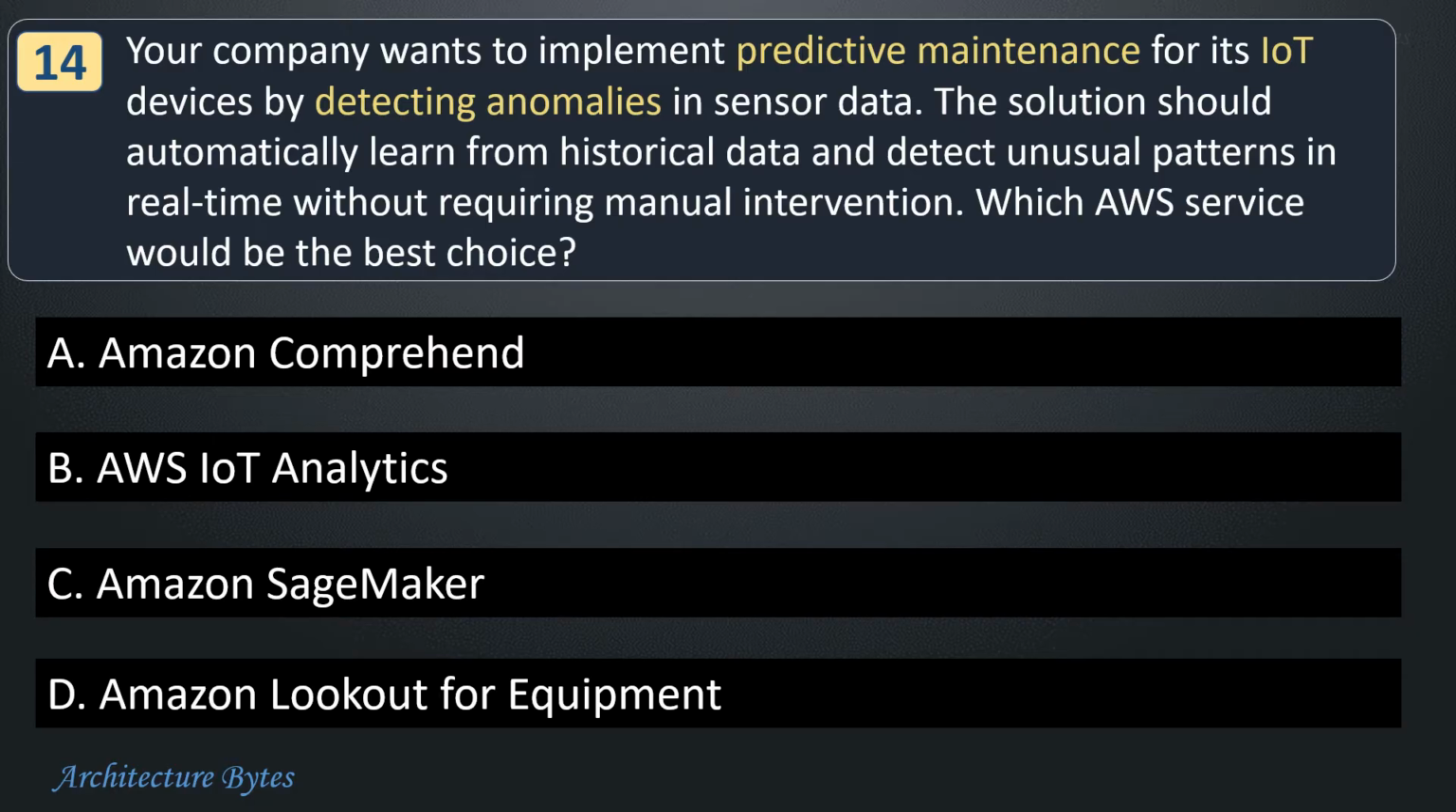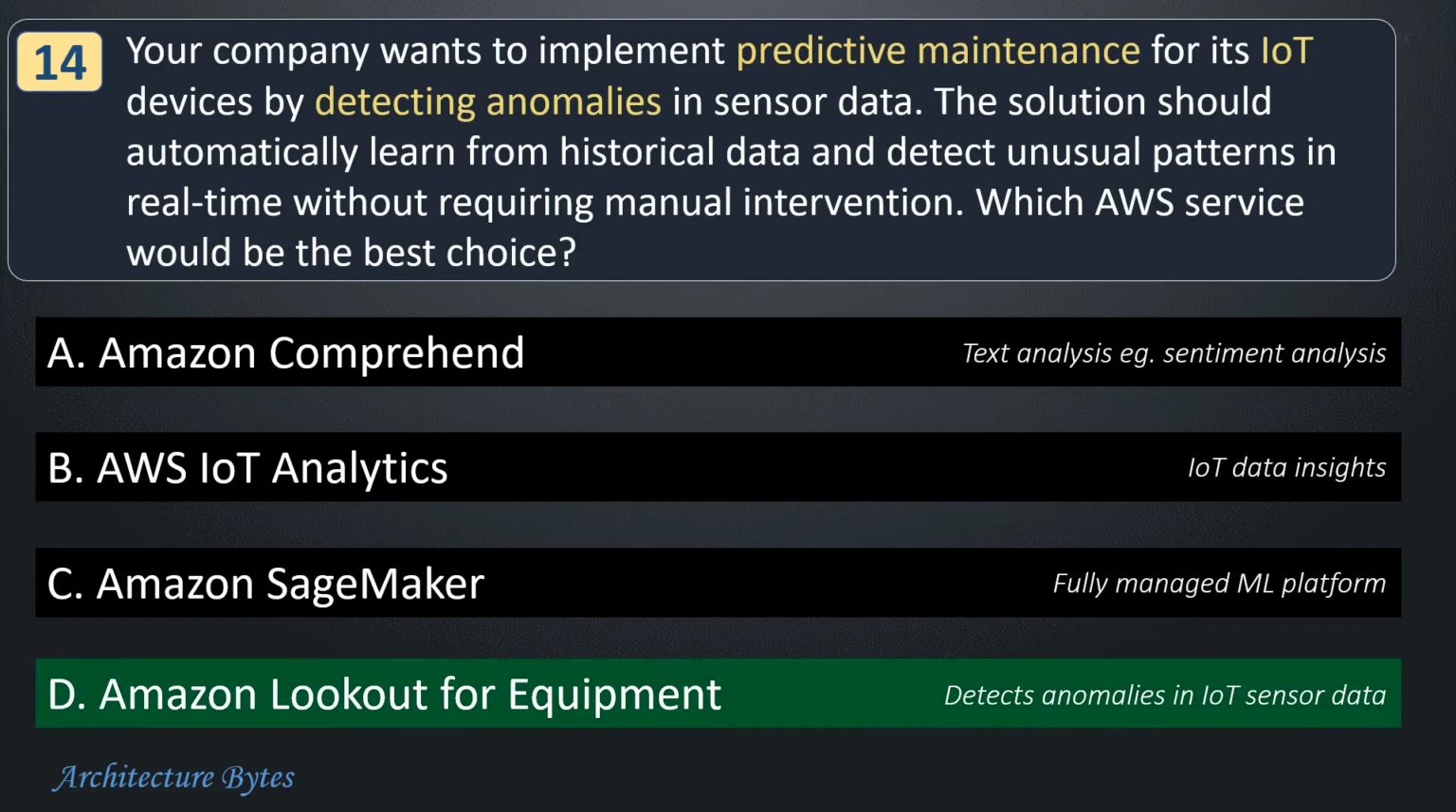Your company wants to implement predictive maintenance for its IoT devices by detecting anomalies in sensor data. The solution should automatically learn from historical data and detect unusual patterns in real time without requiring manual intervention. Which AWS service would be the best choice? Our options are Amazon Comprehend, AWS IoT Analytics, Amazon SageMaker, or Amazon Lookout for Equipment.